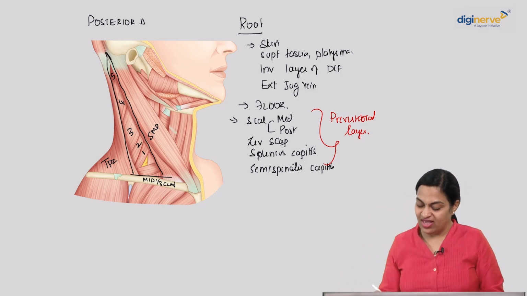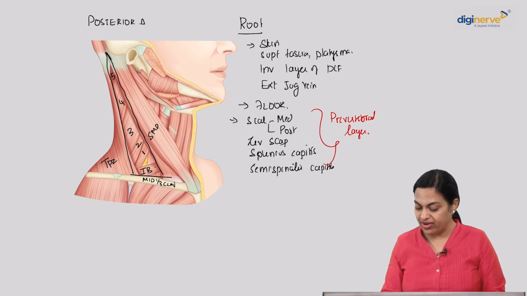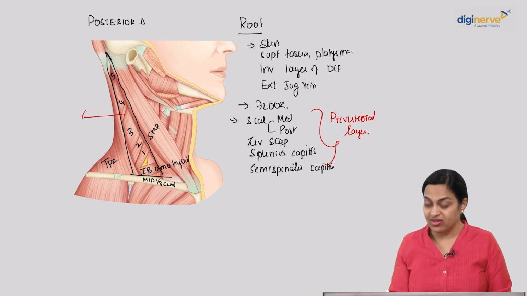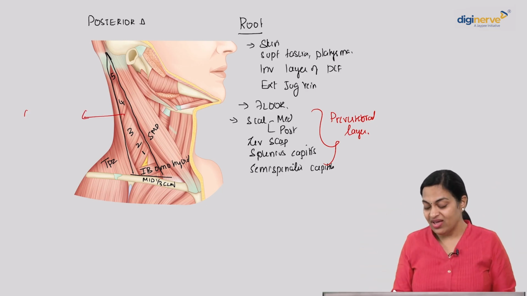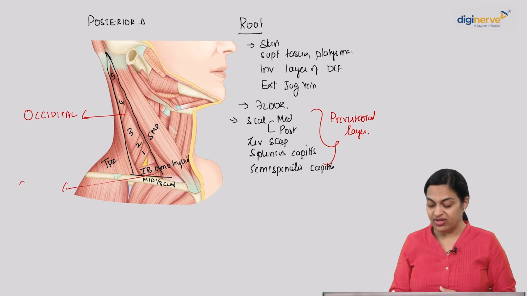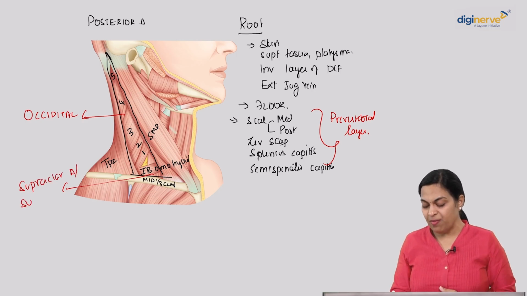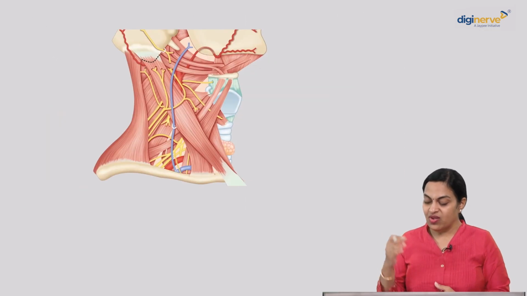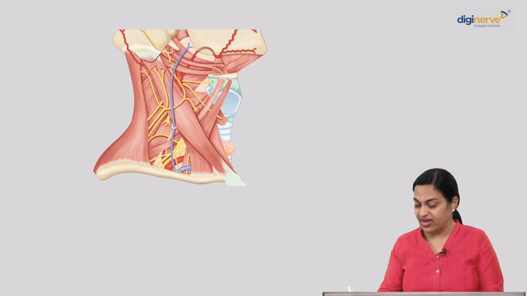And this inferior belly of omohyoid is going to subdivide this triangle into an upper part. The larger upper part is called the occipital triangle, and the lower part, which lies above the clavicle, is called the supraclavicular triangle or the subclavian triangle. Okay, now let us see the contents of these triangles.